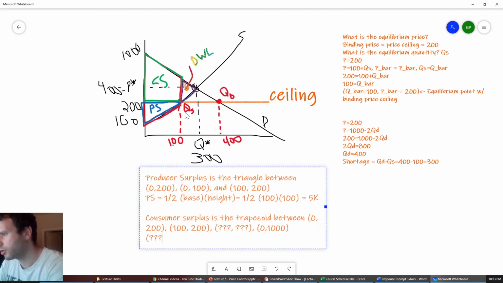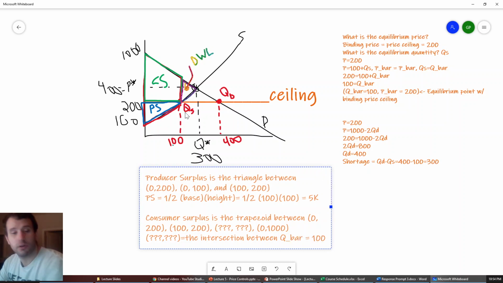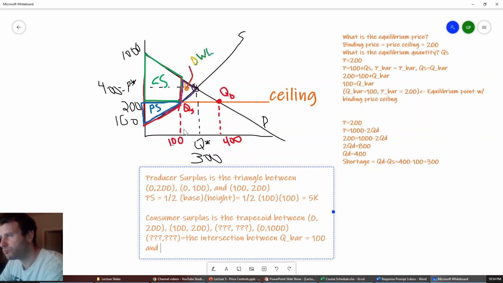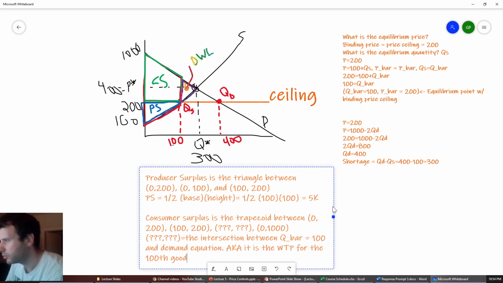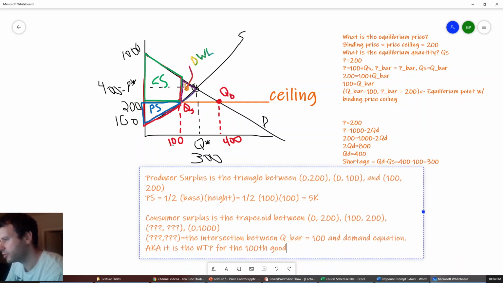So Q double bar equals the intersection between Q bar equals 100, which is the line given here, and the demand equation, aka it is the willingness to pay for the 100th good, the 100th apartment.